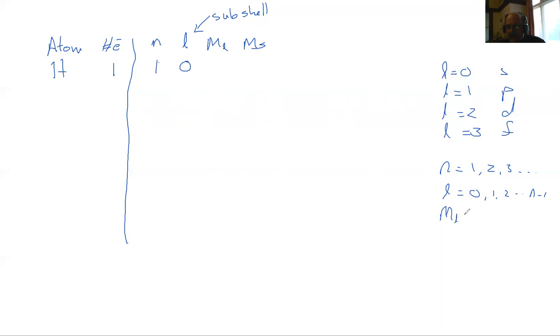m_l, remember, is going to equal 0, plus or minus 1, plus or minus 2, and so on, up to l. The only value we can stick in there is going to be 0, and then spin m_s equals plus or minus a half. So we're going to put in plus a half.